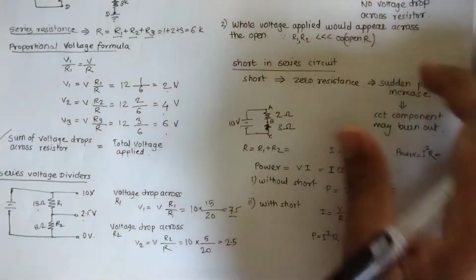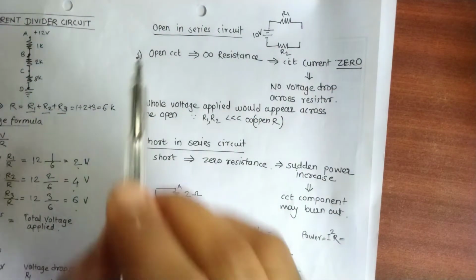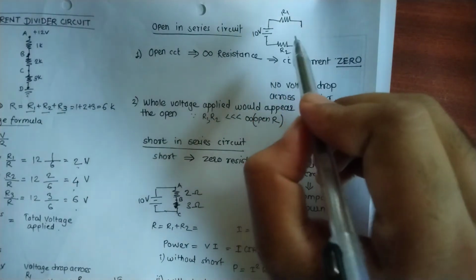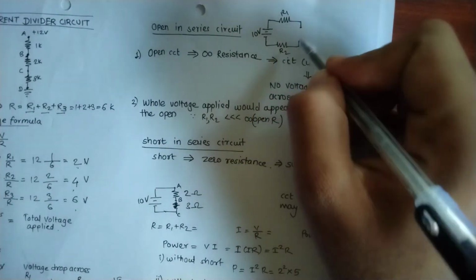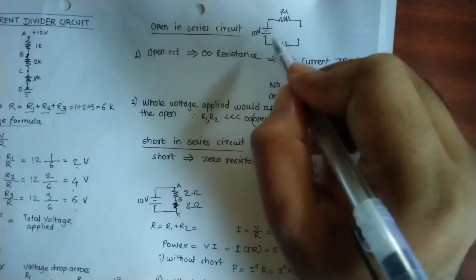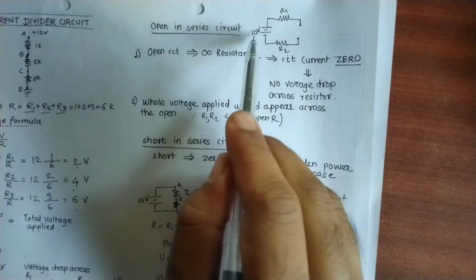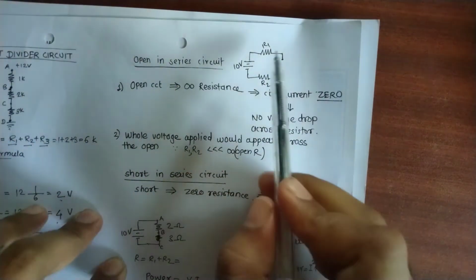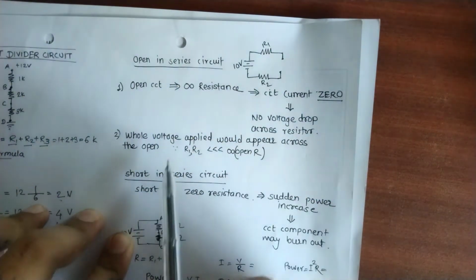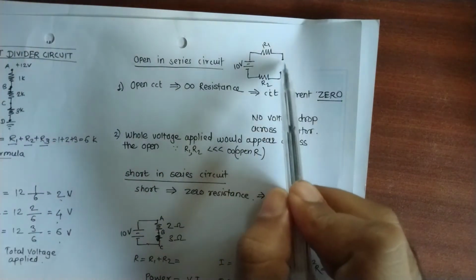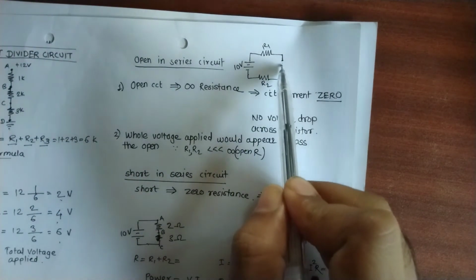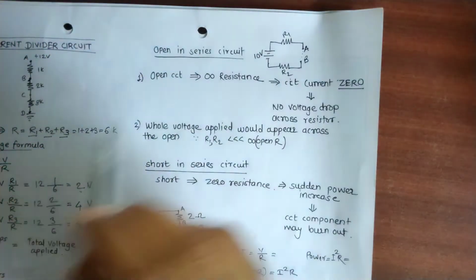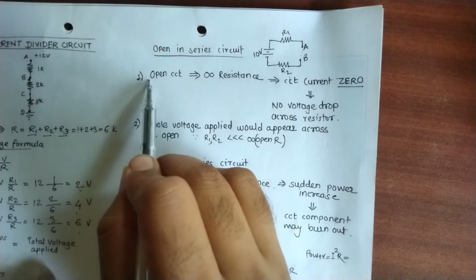We will next move to what is an open in a series circuit. An open is a kind of break in the circuit. There is no continuity, right? So let's say 10 volt is applied, and R1 and R2 are two resistors in the circuit, and there is an open. So there is no connectivity between these 2 points, let's say A and B.